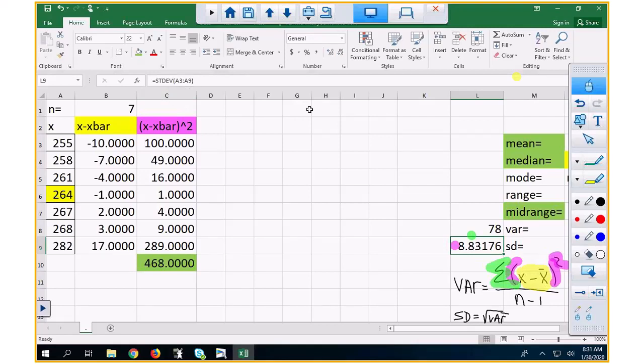The good thing about the data table with the Excel spreadsheet is you don't have to punch in all the numbers. And with your calculator, that takes more time.